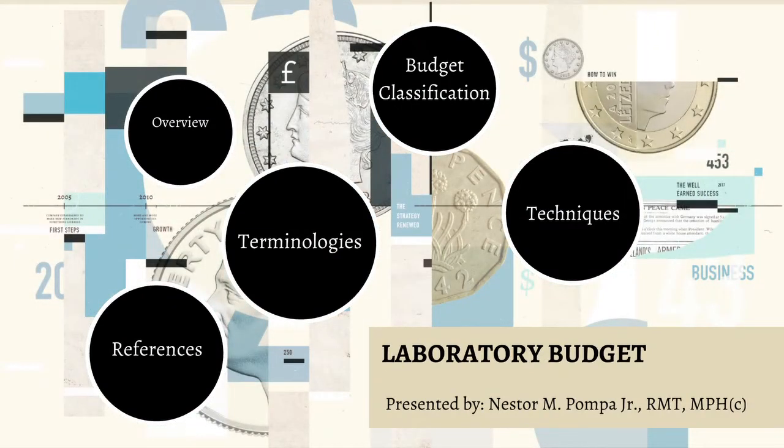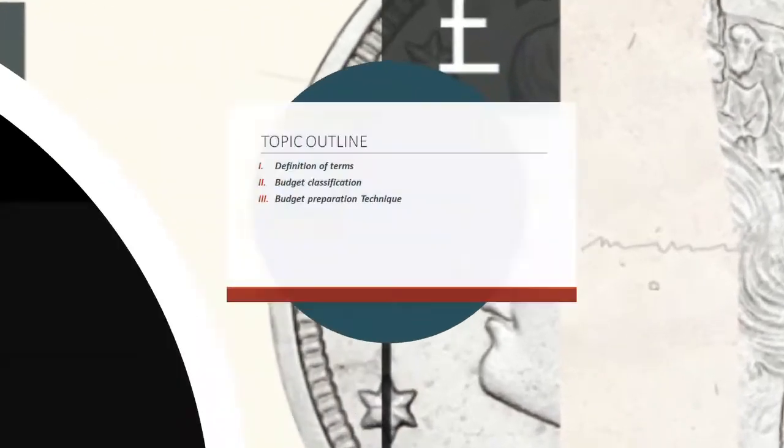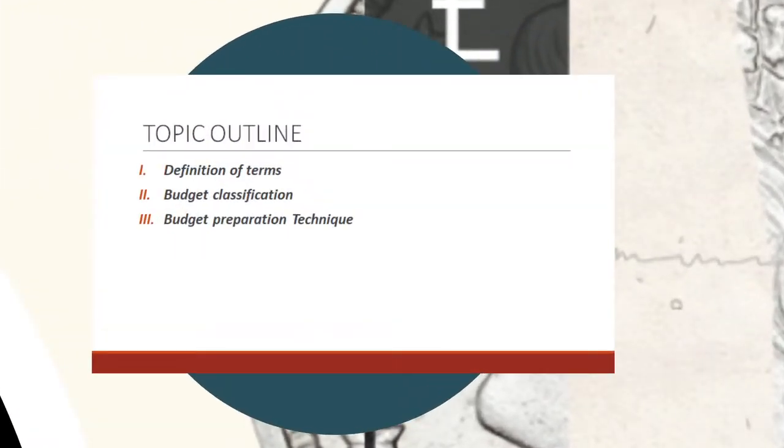Today we will be discussing laboratory budget. This talks about revenues and expenses over a period of time and also deals with the laboratory finances. So be ready with your calculator during examination. In this topic, we will explain budget and the budgeting process, distinguish different types of budget, and make a budget proposal properly. To outline my lecture, these are the subtopics. So as you can see, this is just a short discussion.